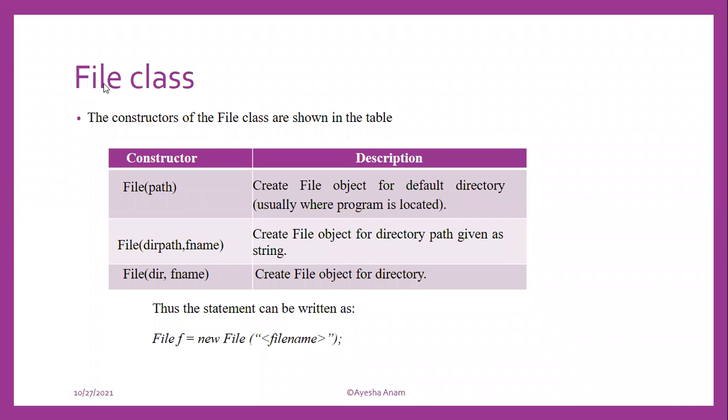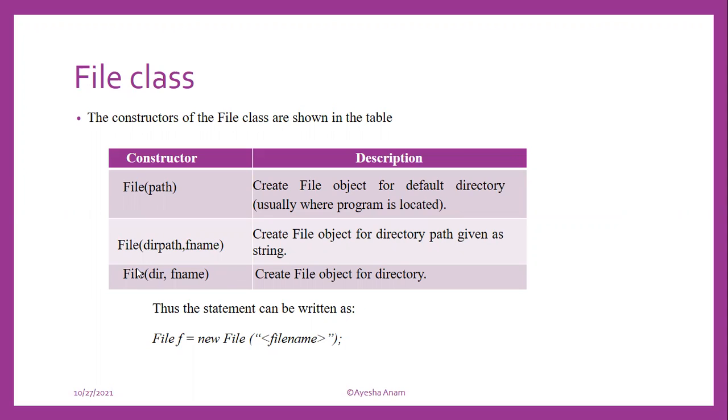In the previous lecture, we have seen the File class, in which we have seen some constructor methods. The File class is used to create files and directories at the specified location. The constructors used in the File class are, first, File, which is important because this creates the file object for the default directory where the program is located. You can create the file in the directory where your program is saved.